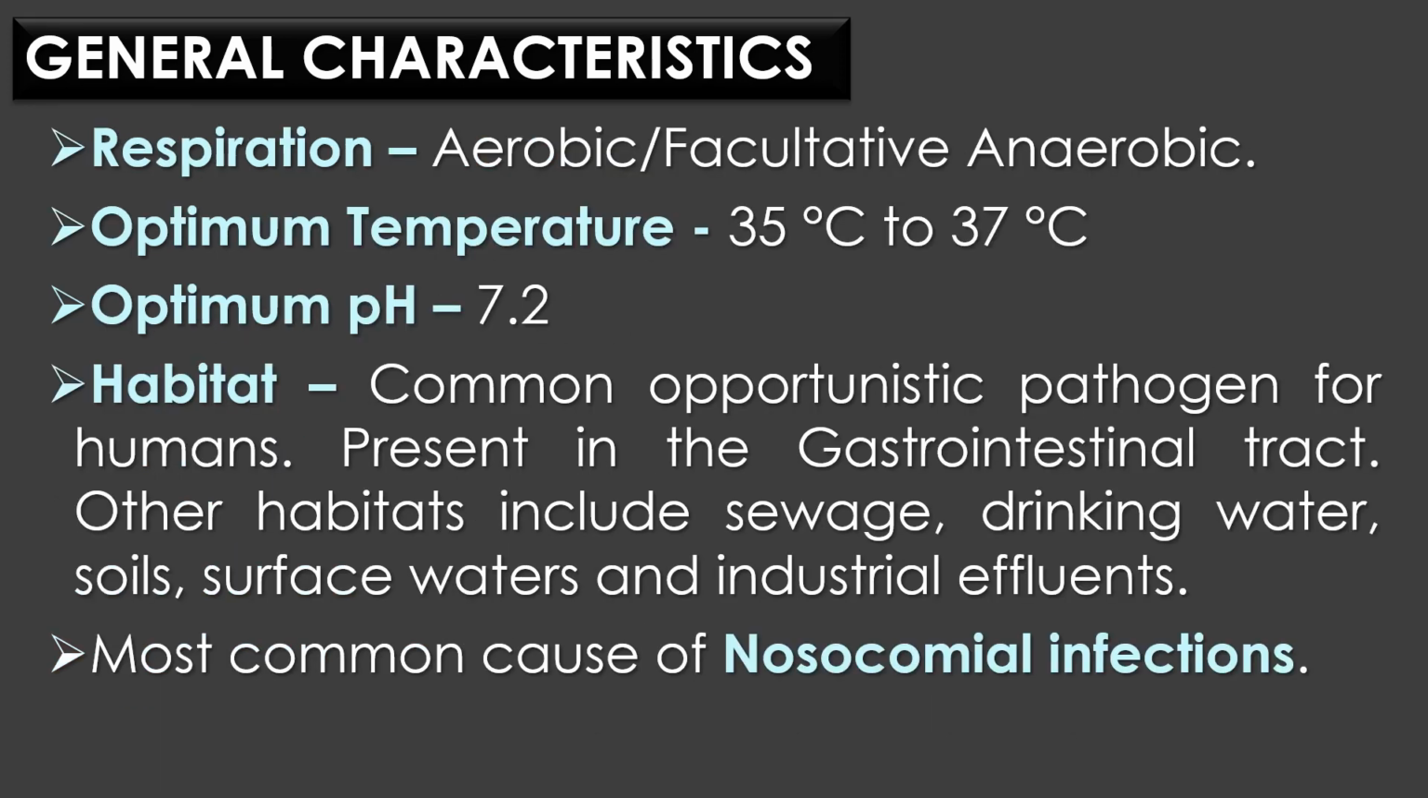The mode of respiration observed in Klebsiella pneumoniae is aerobic or facultative anaerobic. And the optimum temperature required for the cultivation of Klebsiella pneumoniae is 35 to 37 degrees Celsius and optimum pH is 7.2. And regarding the habitat, Klebsiella is a common opportunistic pathogen for humans and present particularly in the gastrointestinal tract. Other habitats includes sewage, drinking water, soil, surface water, industrial effluents and vegetation. In recent years, Klebsiella have become an important pathogen in nosocomial infection.